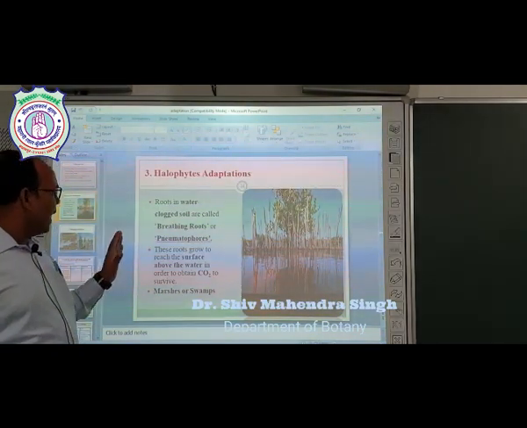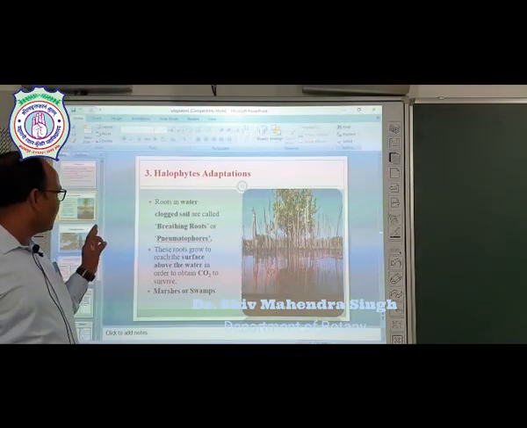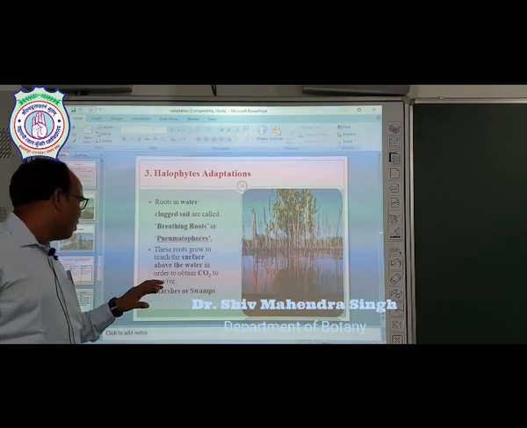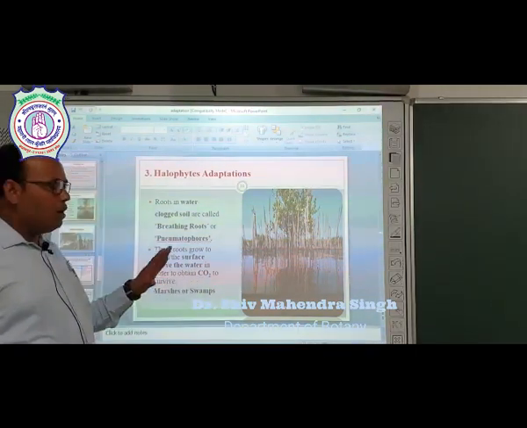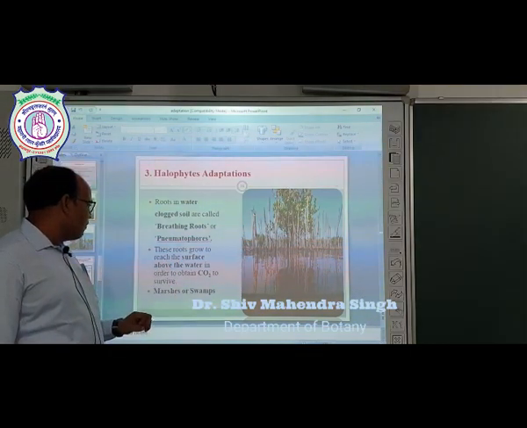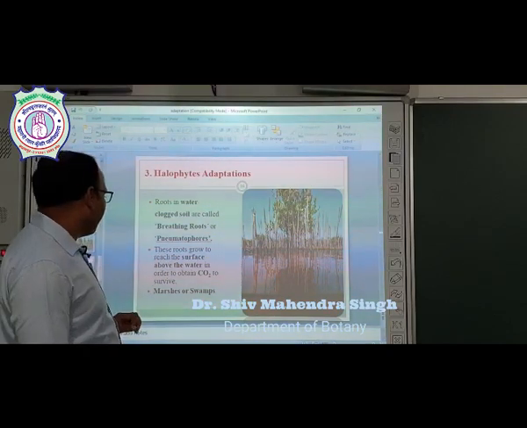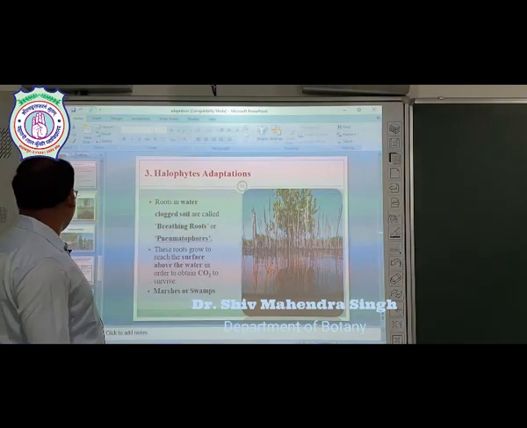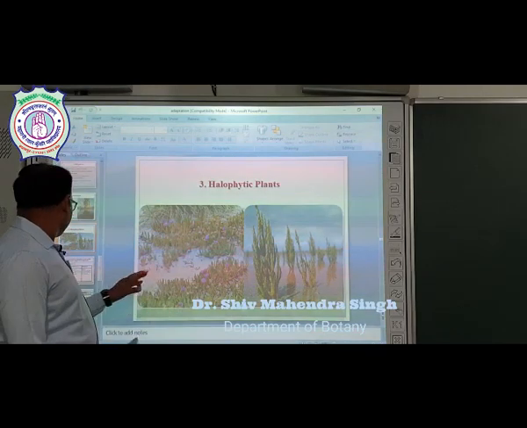Some halophytes, like mangrove plants, have roots in water-clogged soils called breathing roots or pneumatophores. Pneumatophores are present in mangrove plants. These roots grow to reach the surface above the water in order to obtain oxygen to survive in marshes or swamps. These plants are also found in marshes and swamps. Some halophytic plant pictures are shown.